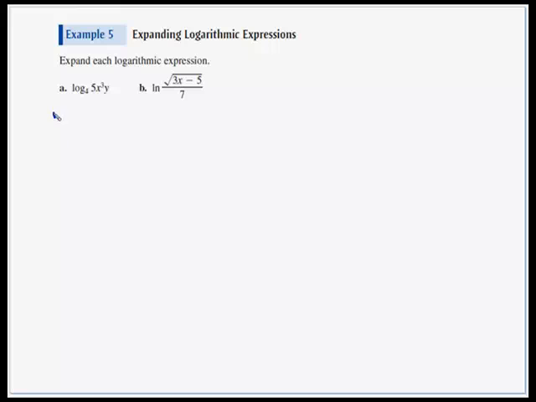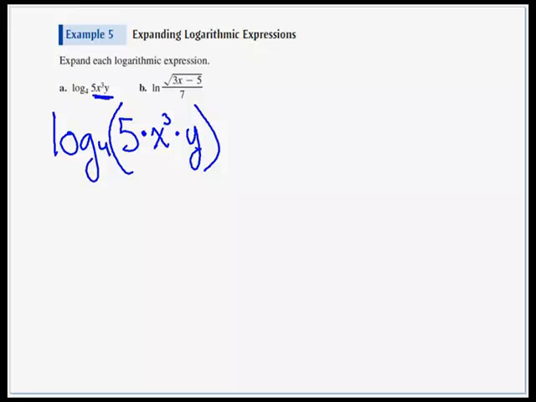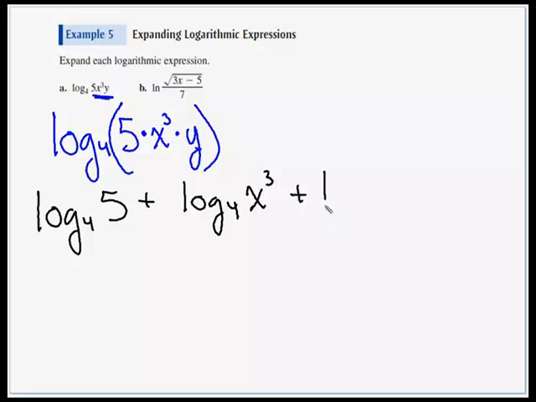Well, let's see. Here we have the log base 4. And I'm going to write this a little differently. 5 times x to the third times y. All this string here is all multiplied together. We have log base 4 of a bunch of things being multiplied. So we can break that apart into separate logs that are added. Log base 4 of 5 plus log base 4 of x to the third plus log base 4 of y.